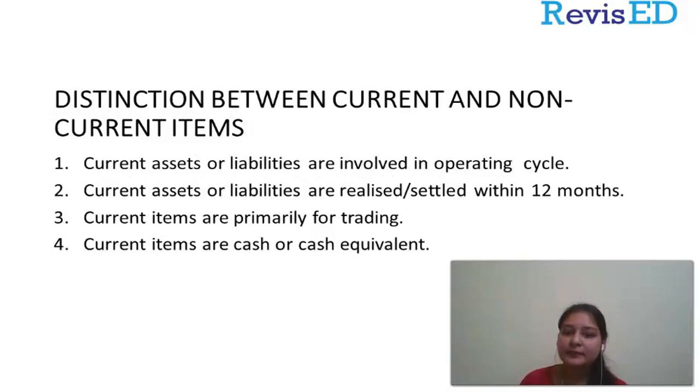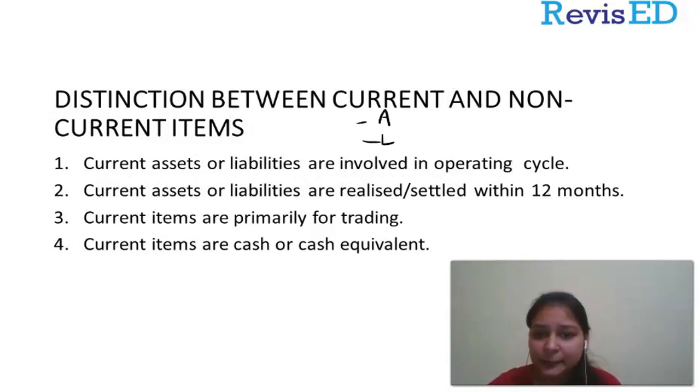Now we are discussing the terms current and non-current. What is the difference between current and non-current? Currently you see current assets and current liability. In non-current also we have two bifurcations, non-current asset and non-current liability.